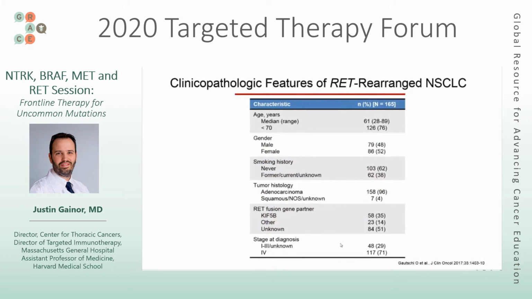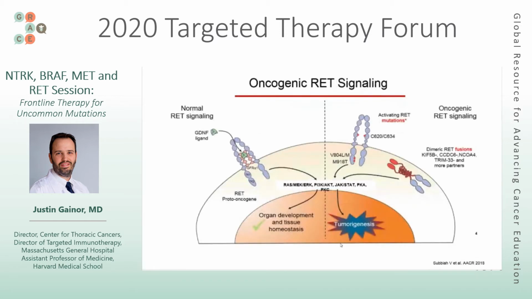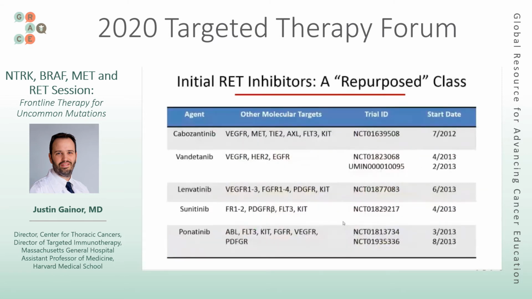What do we know about patients who have RET rearranged lung cancer? This is taken from a large series of over 160 patients. In terms of age, the median age is about 61. There's no gender preference between males and females, pretty even. They do occur more commonly in patients who have never smoked, and they are more commonly found in adenocarcinoma. This is just a schematic to show that normally there are controls, and in the setting of these fusions, it leads to cancer formation.